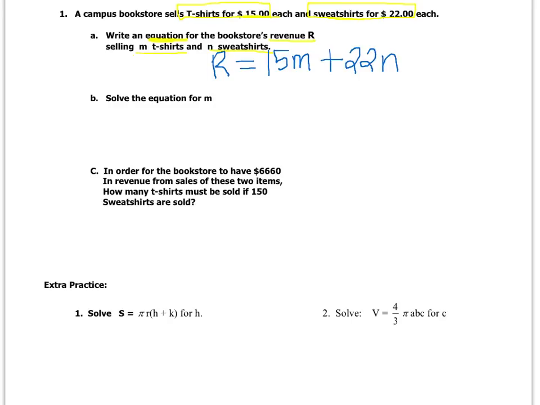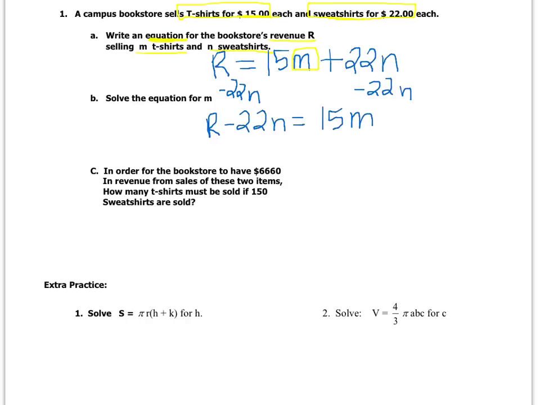B says solve for M. So I want to get M alone. Let's circle it so we keep in mind. I want this M all alone. 15 is multiplied by M. This 22N is added, so we need to move this 22N first. So to move that 22N, it's plus 22N, I will subtract it from both sides. So I have R minus 22N equals 15M.